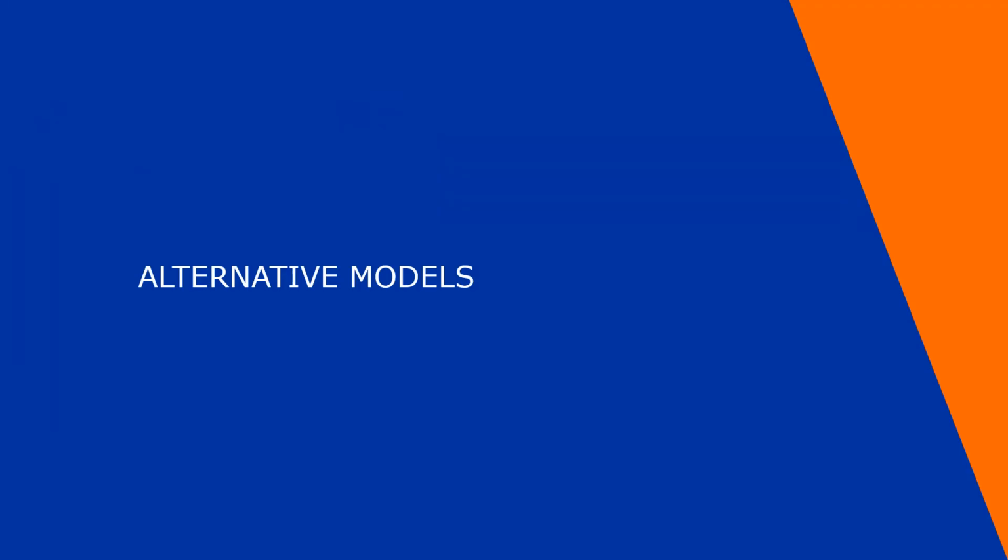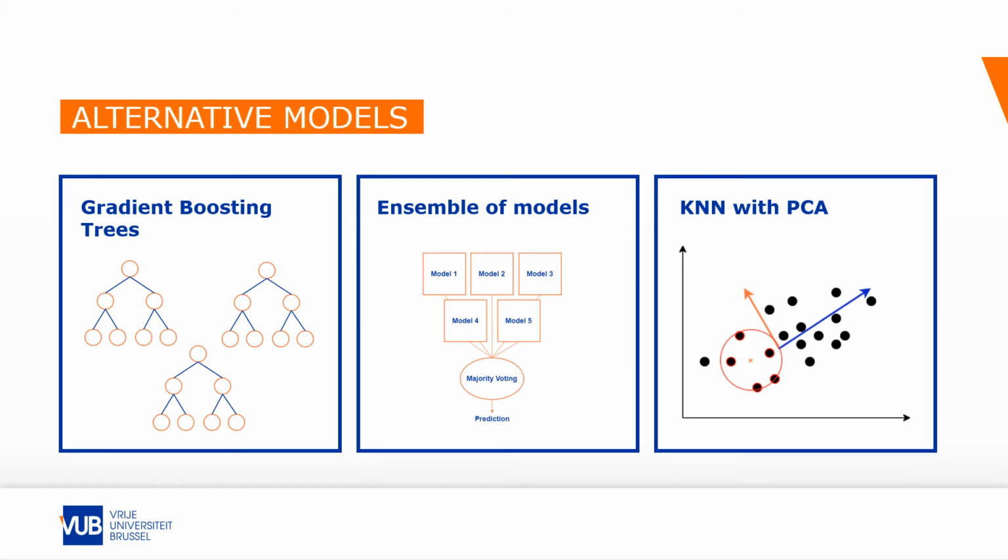The last section of our report consists of alternative models. Here we combine preprocessing and model selection to generate a learner with a higher accuracy. There were 3 strategies tried in this last section. Gradient boosting trees with the library XGBoost, an ensemble of models in which we combine gradient boosting trees and random forests, and lastly we experimented with k-nearest neighbors using principal components analysis.